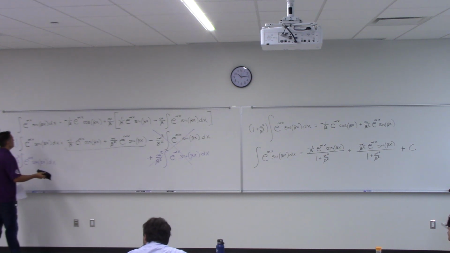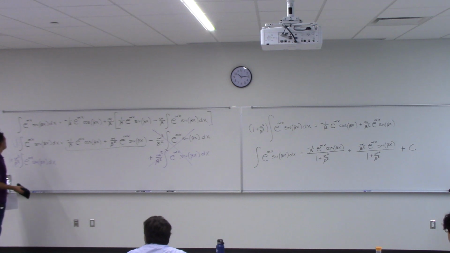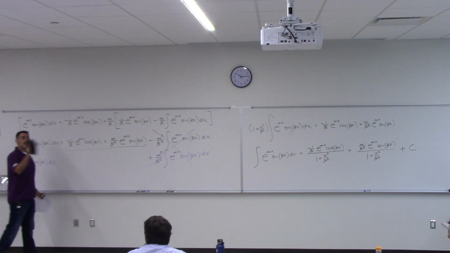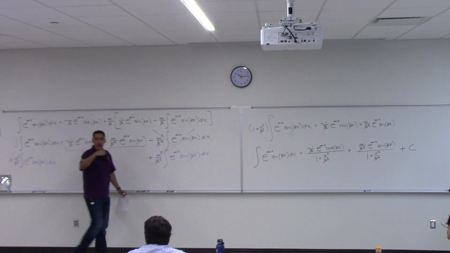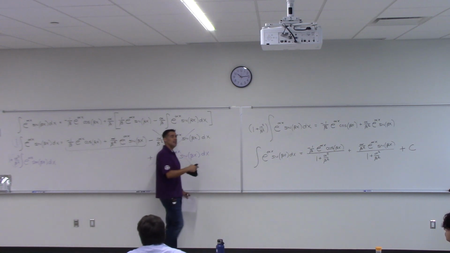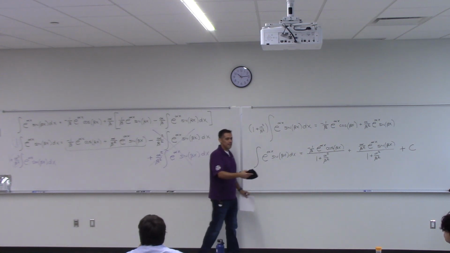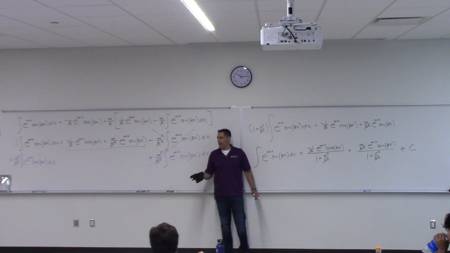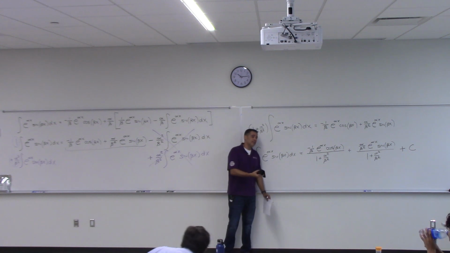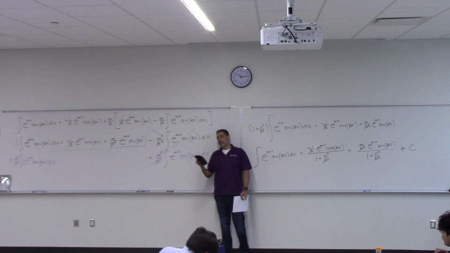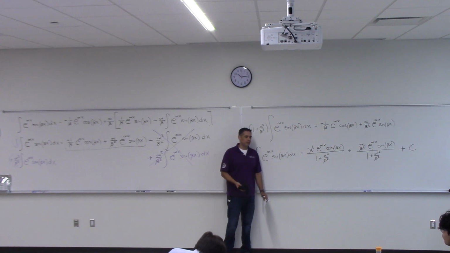Would it have worked if we used sine instead? Yes. So in the very beginning, I chose u to be e to the alpha x, right? And I chose dv to be the sine beta x. If you did it the other way around and chose u to be the sine beta x and the dv to be the e to the alpha x, it would still work.